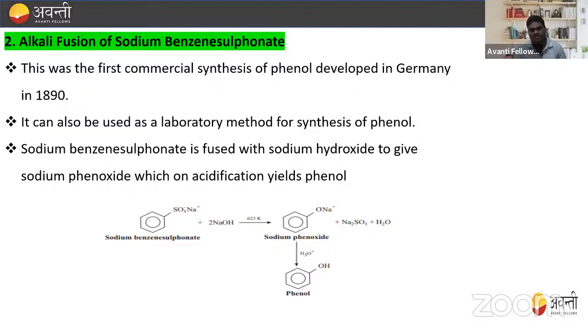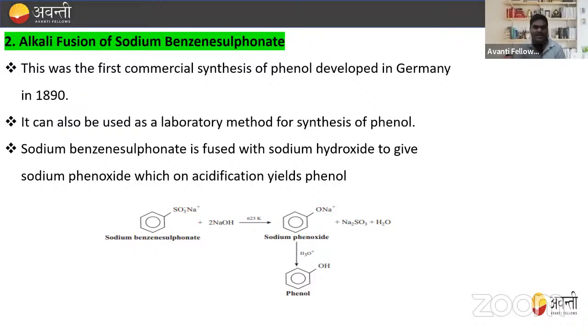So how does this reaction take place? Let's see. This is sodium benzene sulfonate, right? This is SO3Na, sodium benzene sulfonate. When you treat it with NaOH at 623 Kelvin, Na2SO3, sodium sulfite, will be removed, and the formation of sodium phenoxide will take place.